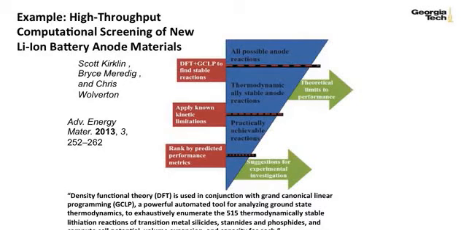As another example, you can look at the work shown here by Kirklin, Meredig, and Chris Wolverton on high-throughput computational screening of new lithium-ion battery anode materials. And this work uses density functional theory and explores in an automated way, using ground state thermodynamics, candidates for thermodynamically stable lithiation reactions.